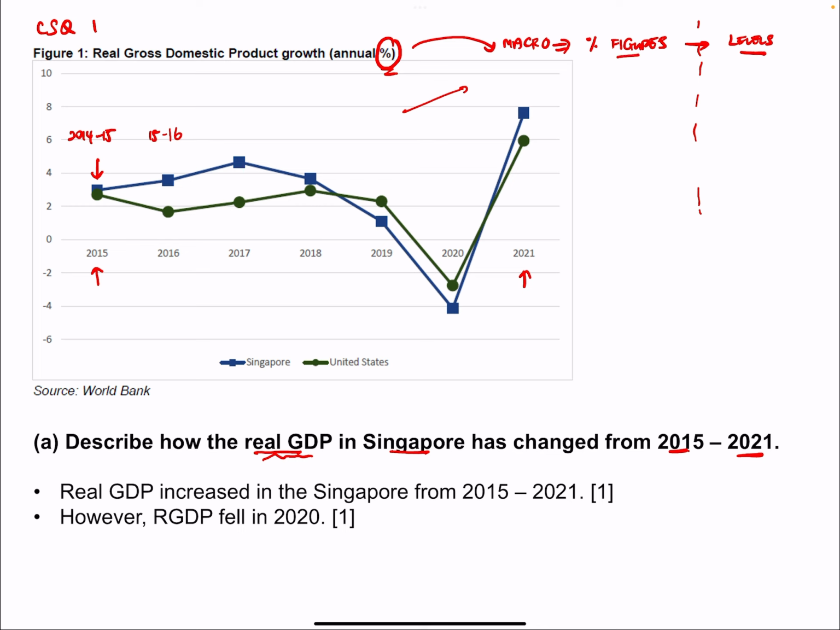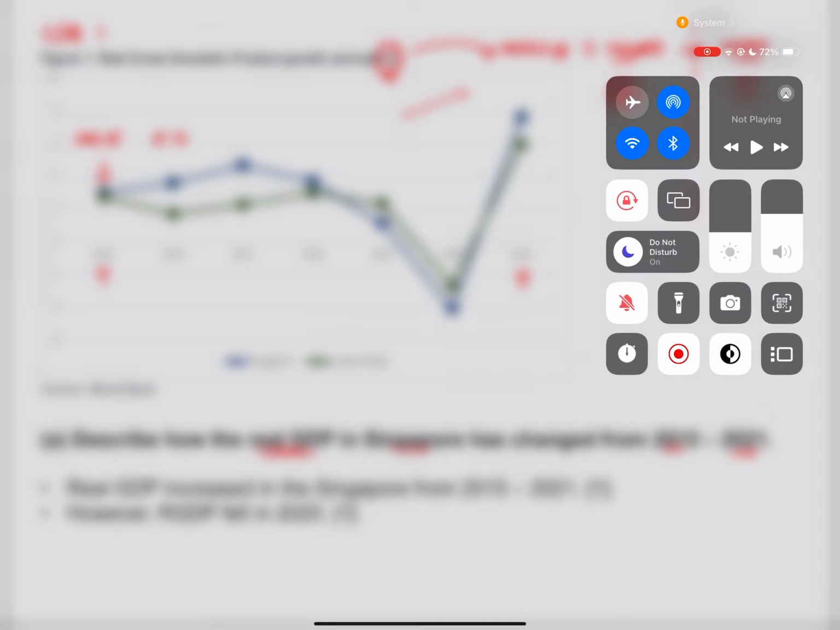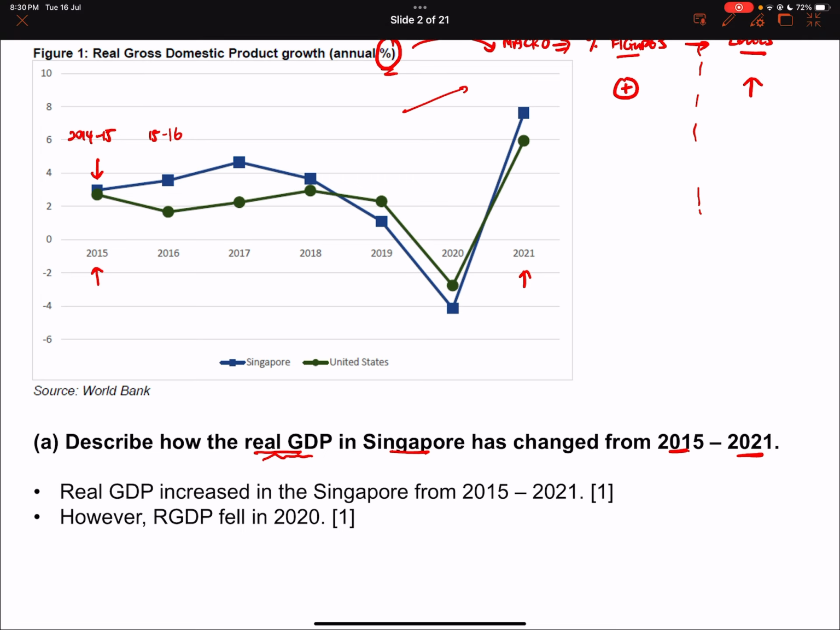The first thing you've got to realize is that if the percentage figures are positive, that means the levels are increasing, which makes sense. For example, the 2015 number is about 3%. This means that from 2014 to 2015, it is increasing at 3%. From 2015 to 2016, it's about 4%, slightly higher. And from 2016 to 2017, it grew at about 5%, so this is even steeper.